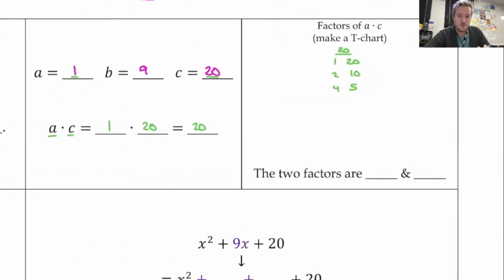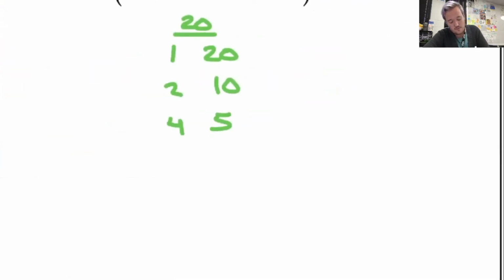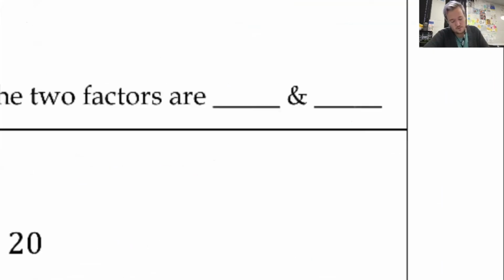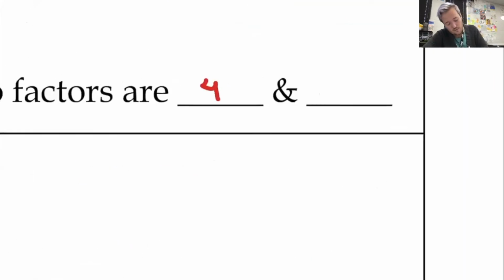Now we want to answer the riddle. We want the factors of AC that add up to your B value, so we want them to add up to 9. Looking at these factors, if I do 1 and 20, that gives me 21. That doesn't work. If I do 2 and 10, that gives me 12. That doesn't work. But if I do 4 plus 5, that gives me 9. So these are the factors that I want. I want to use 4 and 5 for my next step. My two factors are 4 and 5.